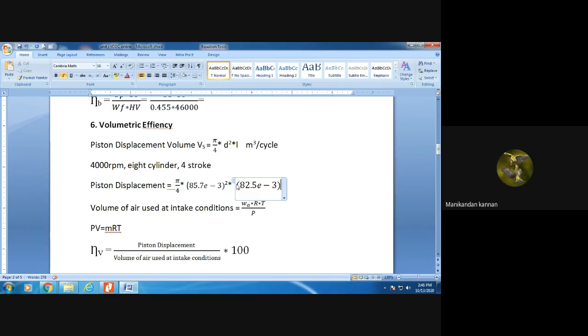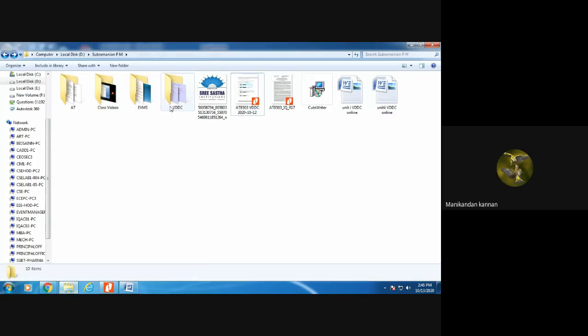Now from this, how can I find piston displacement per minute? I have to multiply this by speed, 4000 rpm. Then I have to multiply by the number of cylinders, 8. Okay, it is a 4 stroke, so 4000 by 2. Okay, let me check.